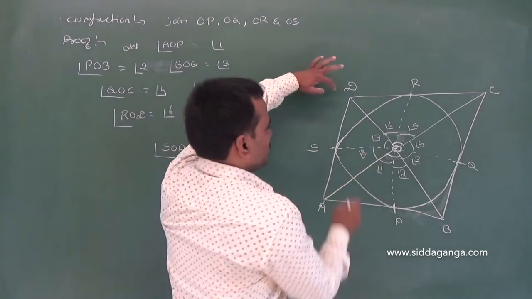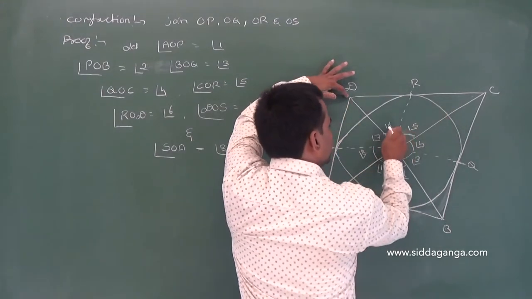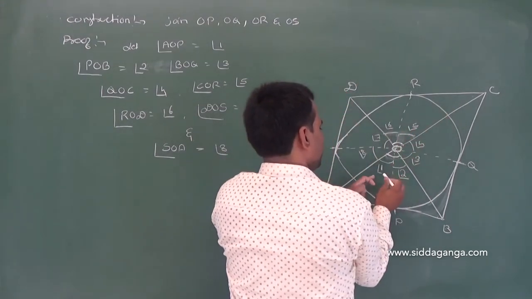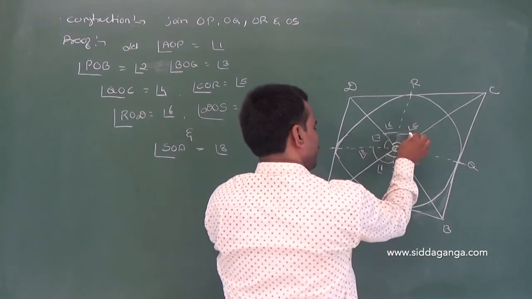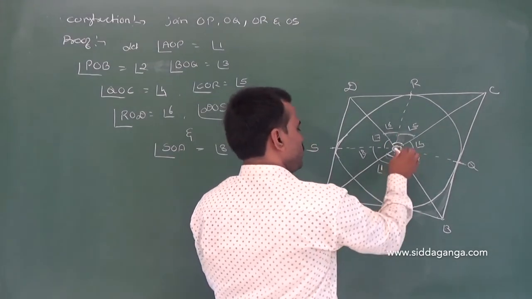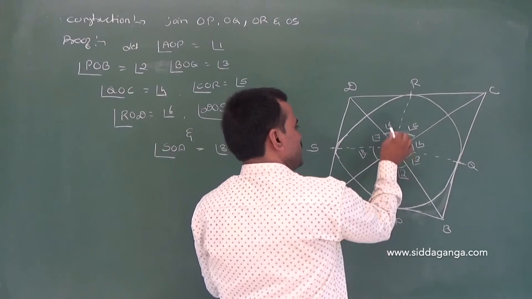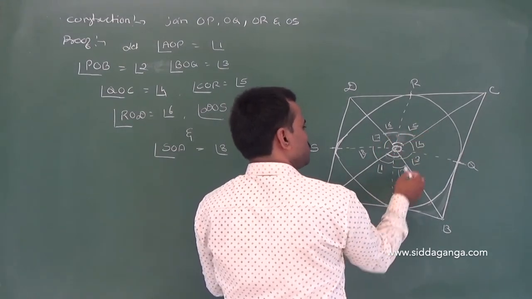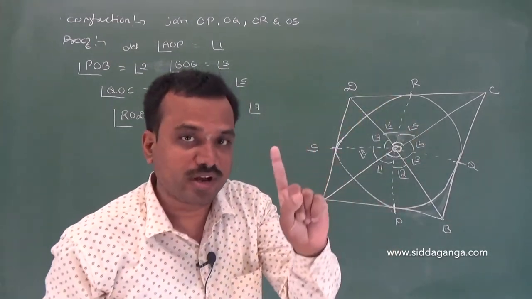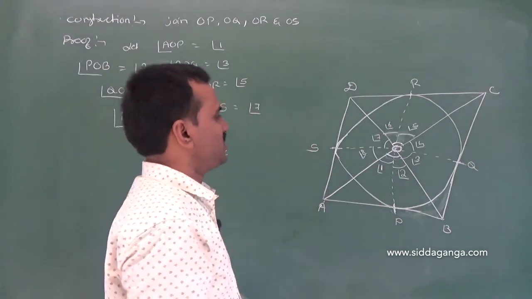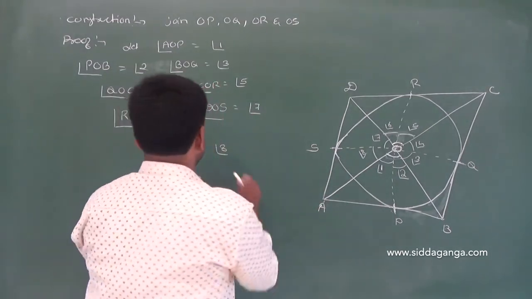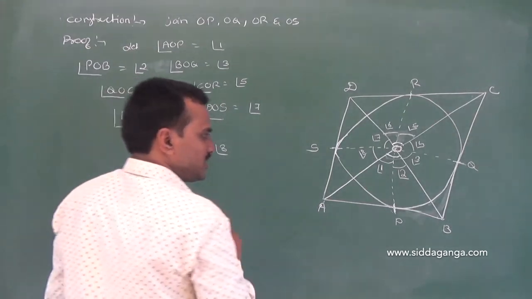See, observe here. DOC means angle 6 plus 5, plus AOB means angle 1 plus 2. 6 plus 5 plus 1 plus 2 is equal to what we have to prove? 180 degrees. Correct? 180 degrees. Okay, this is okay.